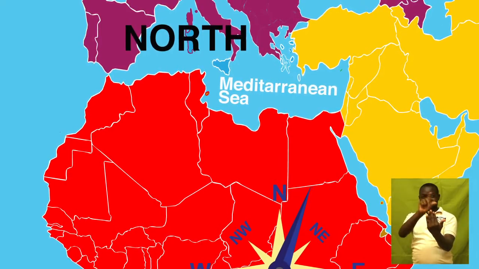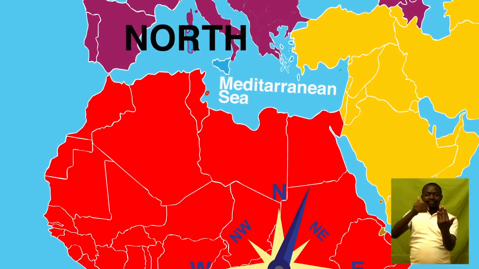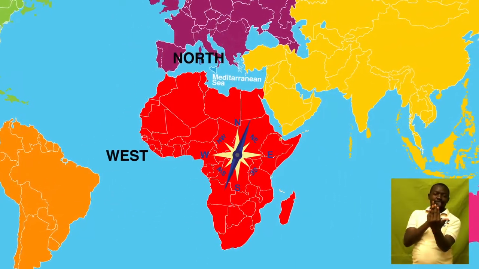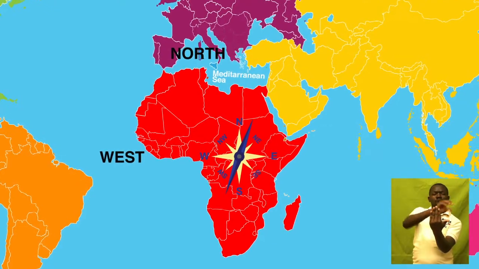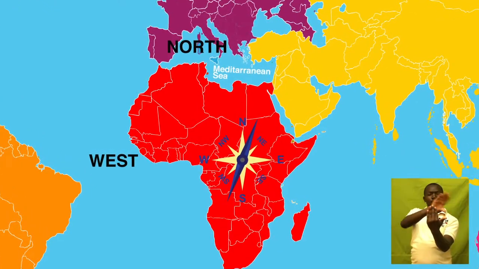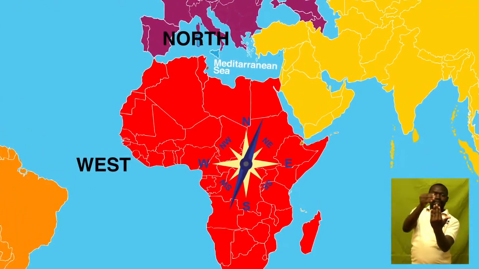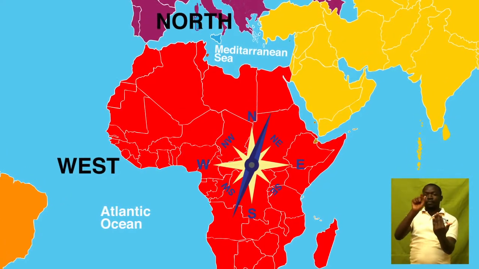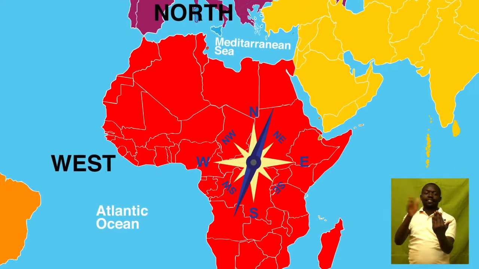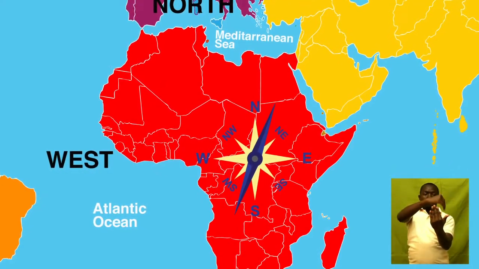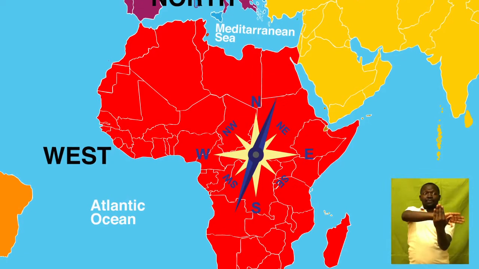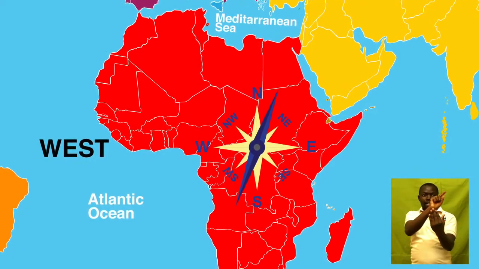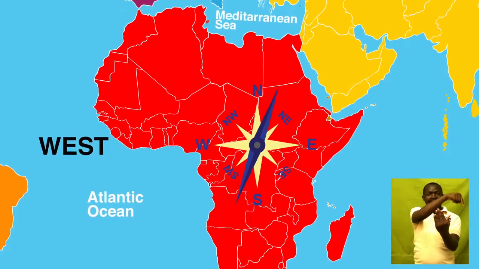Okay. Very good. Now let's move to the west. Look at the west. What is the water body that washes Africa's western coastline? Oh yes, that is the Atlantic Ocean. So the Atlantic Ocean washes Africa's western coastline and it separates Africa from America. So that is the Atlantic Ocean.